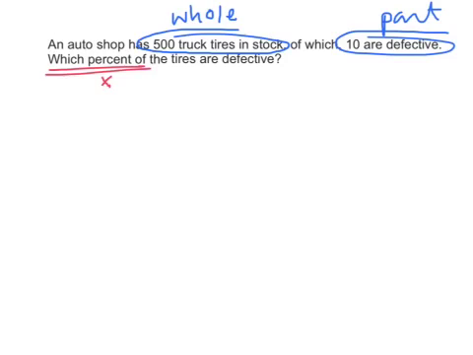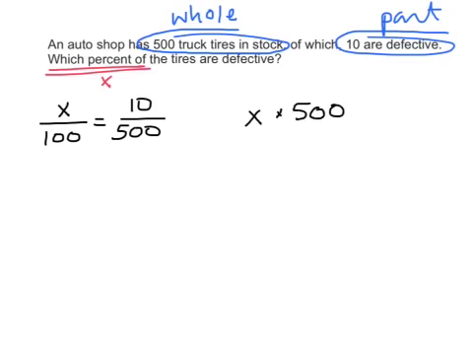So to set up the proportion, we have our proportion of a percent, unknown out of 100, equals part of the tires, defective tires, over the whole amount of tires. For our equation, it is a percent, which is unknown, times the whole of 500 equals our part, which is 10. And now I'm going to solve the proportion for this problem. To solve that, we're going to have to cross multiply.